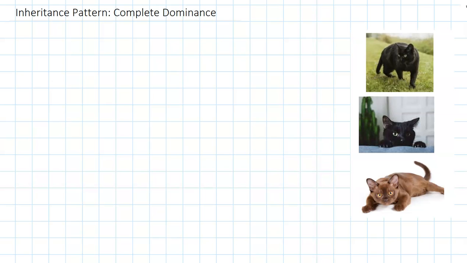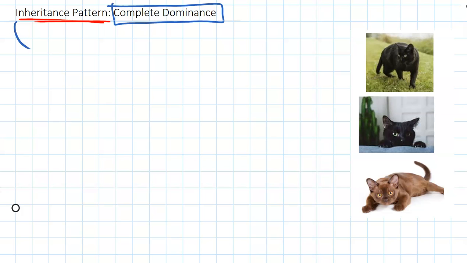Hey everybody, so we're now looking at something called an inheritance pattern, and this is talking about how an actual individual's genes and its alleles affect its phenotype, so the physical trait that we actually see. And this inheritance pattern is called complete dominance, which is definitely the most common pattern, and that's why it's the first one we'll learn here.